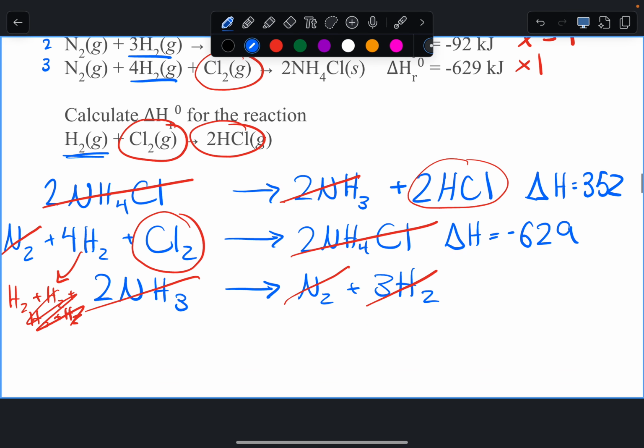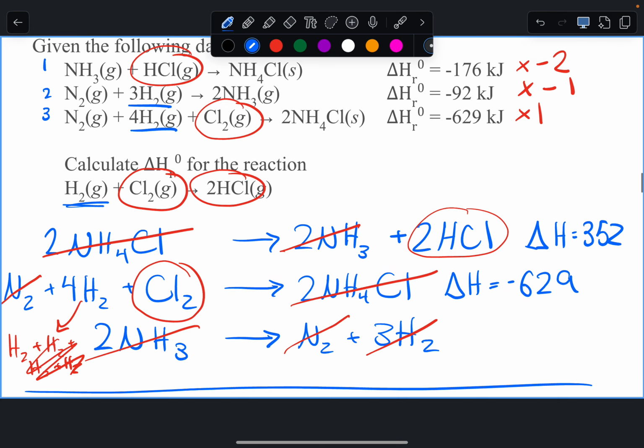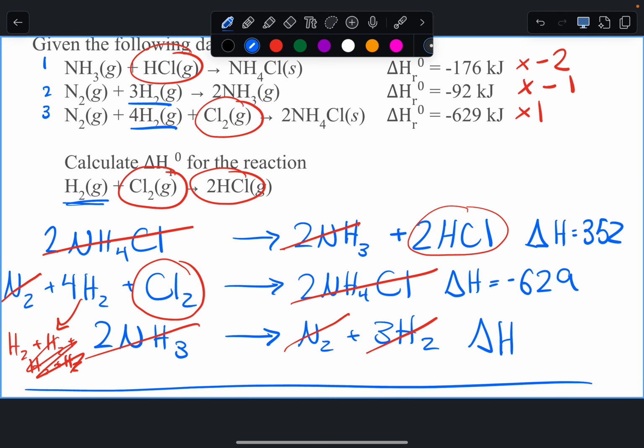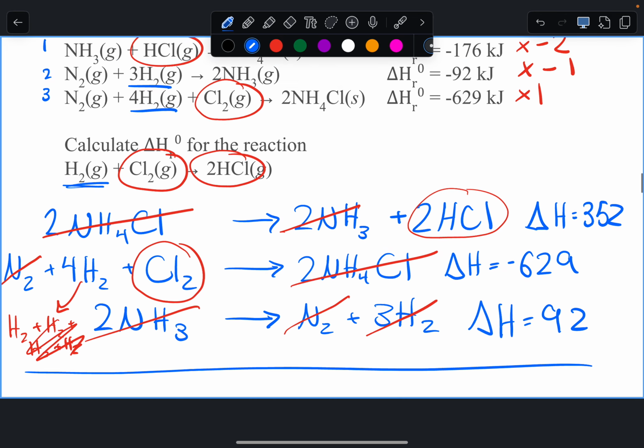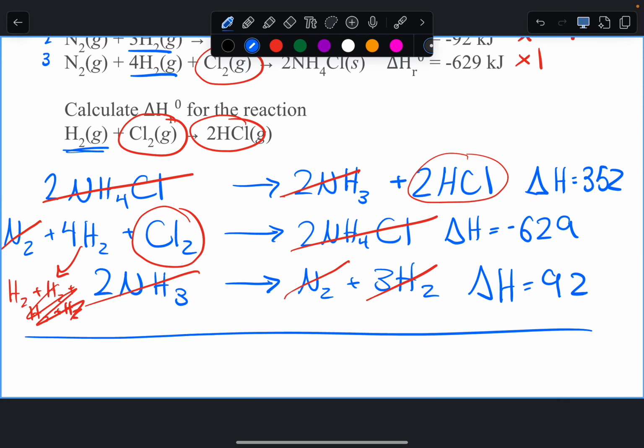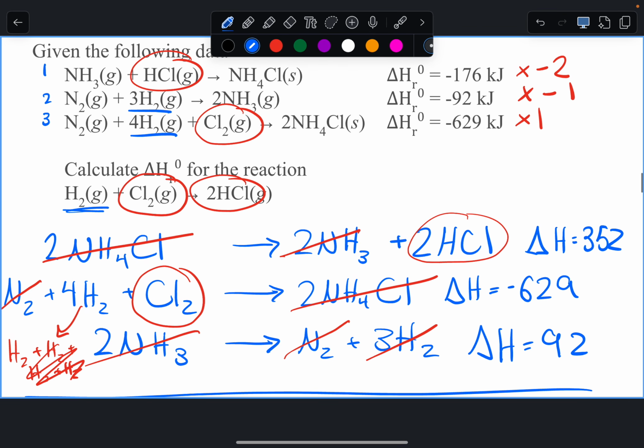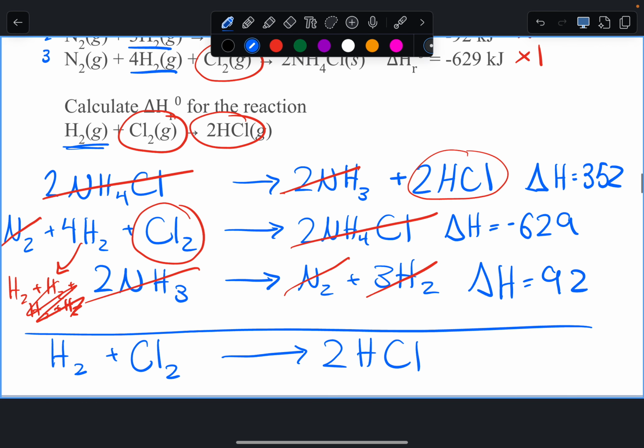So now I'm just going to sum them up. Let's see, I didn't do the delta H again. That's positive 92. Okay, so I'm going to sum them up and make sure I have everything I want. H2, Cl2, and 2 HCl. So I have everything I want. I don't have anything I don't want. And now I'm going to add those together. And I get negative 185.